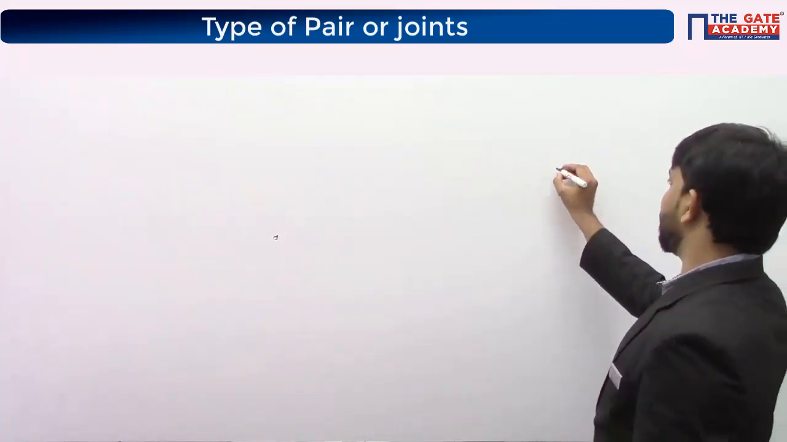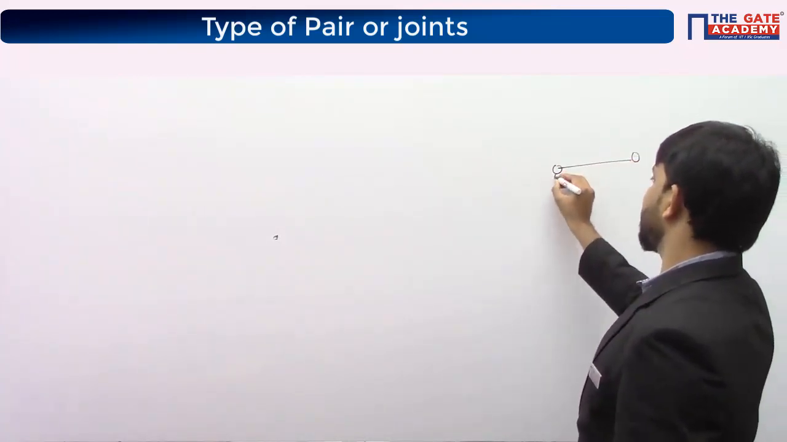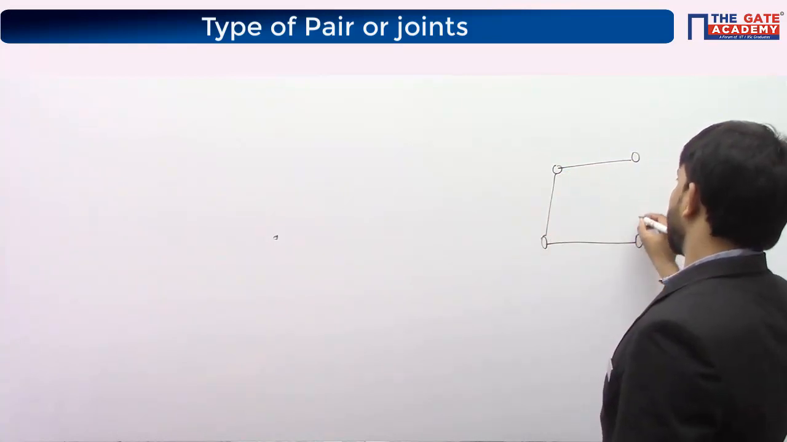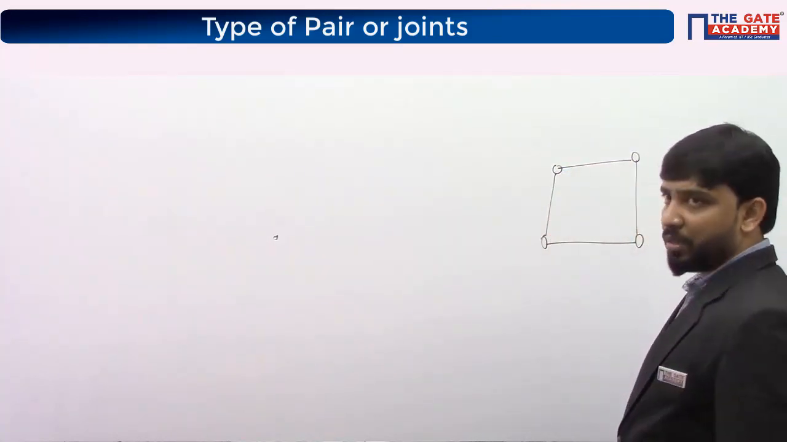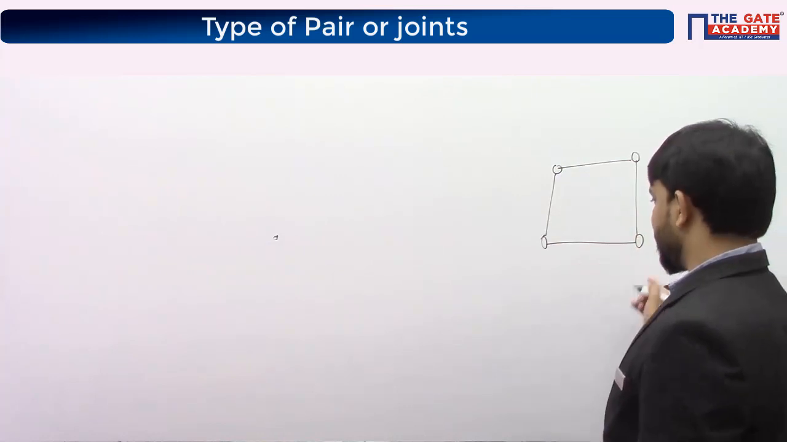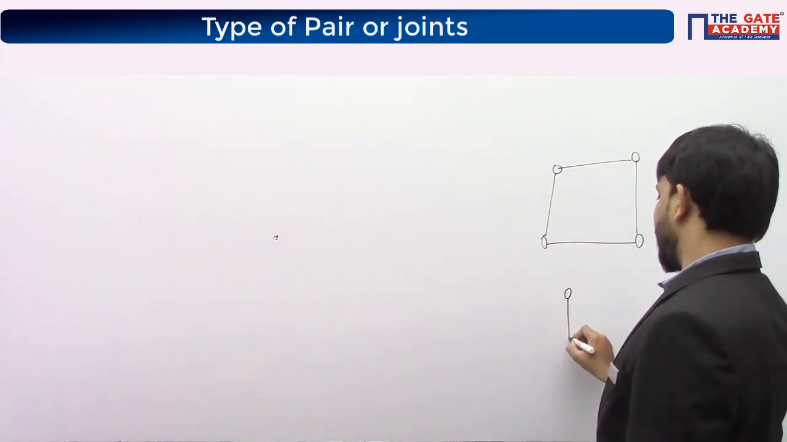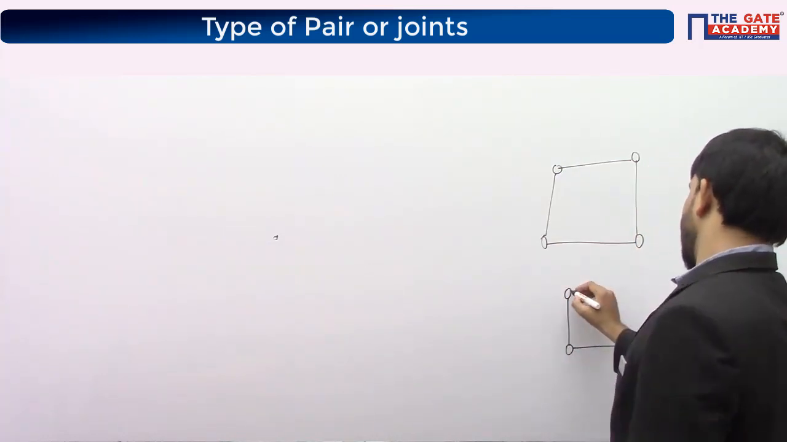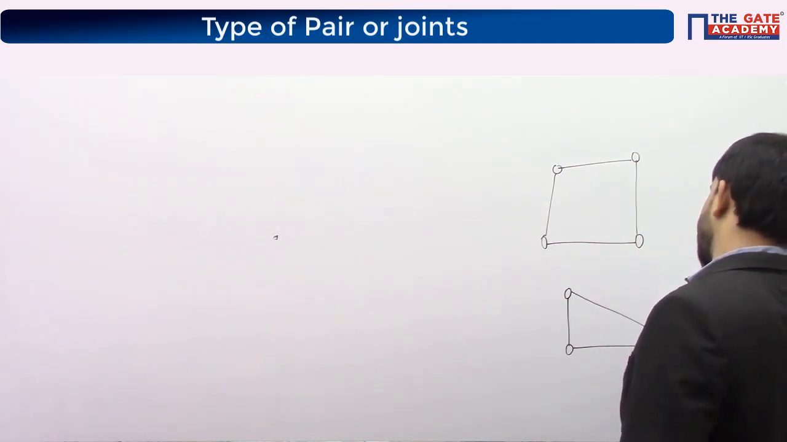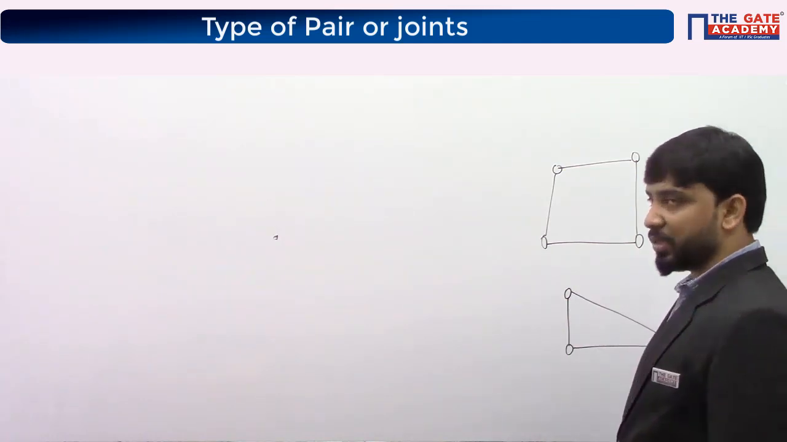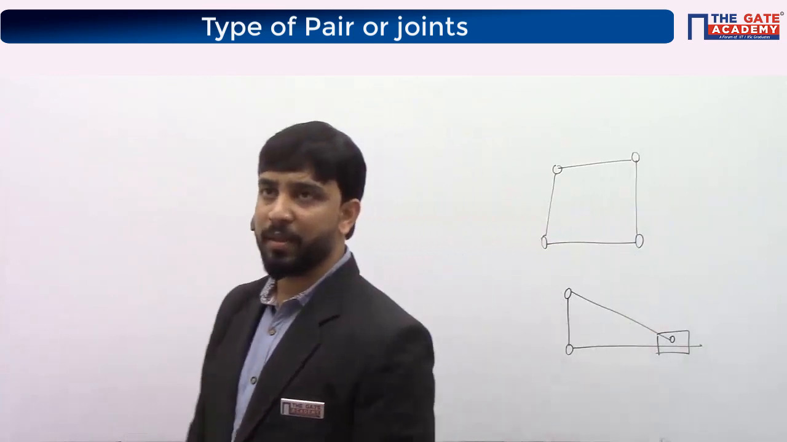So whatever is a kinematic chain, it's a combination of links. They are connected such that you'll get a closed chain. So this is called a 4-bar chain. You can take 5 links, it's a 5-bar chain. If I have a slider, it's called a slider crank chain. If I have 2 sliders, it's called a double slider crank chain. And these are the names given.